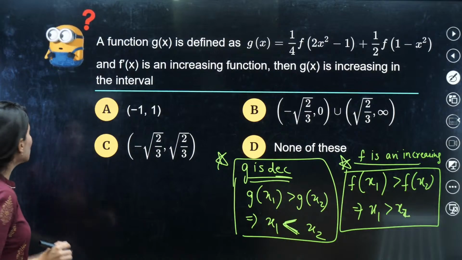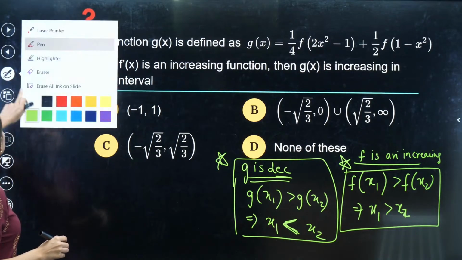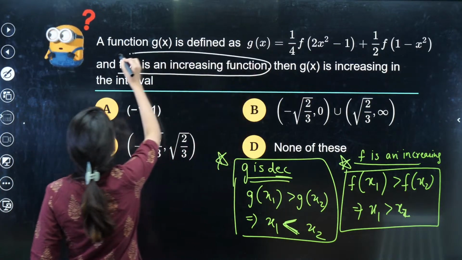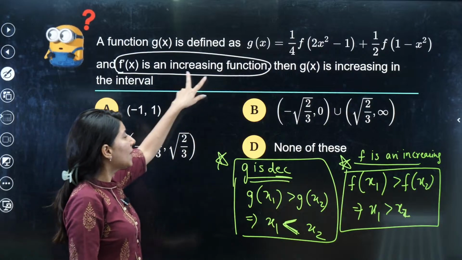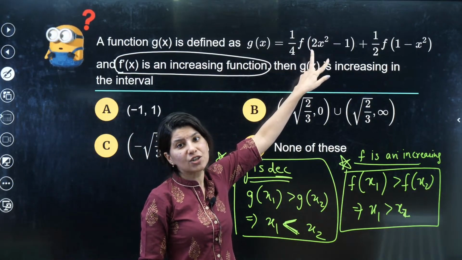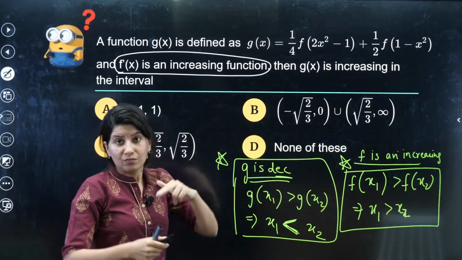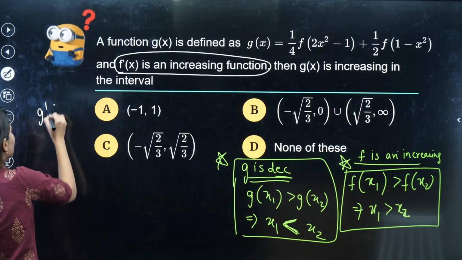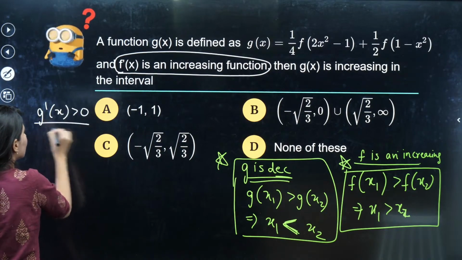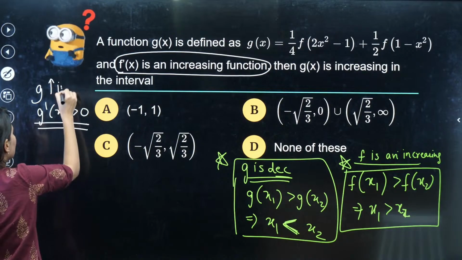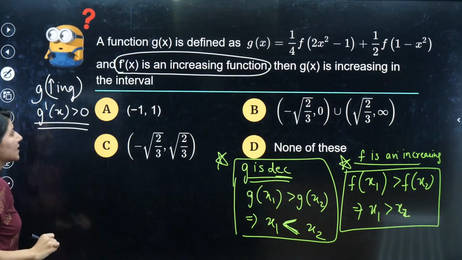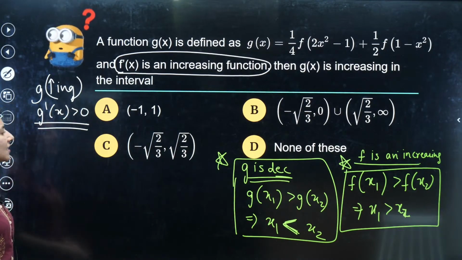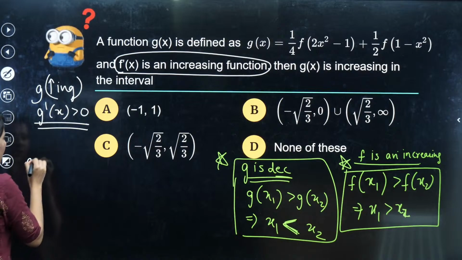Now what they are saying is, f dash x is my increasing function. I will keep this in mind and now differentiate to find g dash x, because I want to know that g(x) is increasing, which means g dash x should be greater than 0. G increasing means g dash x is greater than 0. Let us quickly find g dash x.